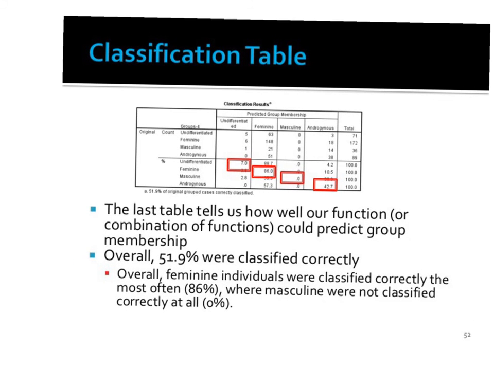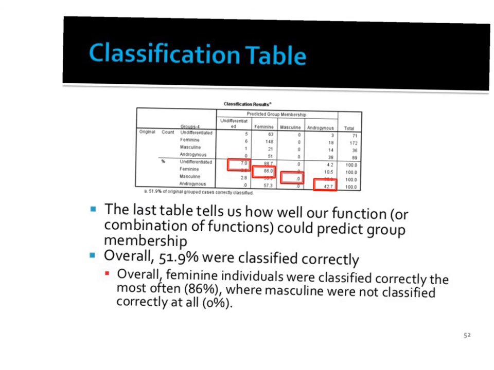But if we look down this diagonal, what this is doing is it's telling me how many participants, or what percentage of my participants, I correctly classified. And that answer is down the diagonal. So of the original undifferentiated participants, 7% were correctly classified. Of the feminine participants, 86% were correctly classified. Of the masculine participants, none were correctly classified, but I didn't actually have any to begin with, which should have come out in data screening. Androgynous, 42% were correctly classified.